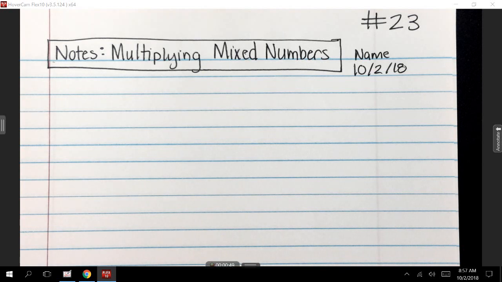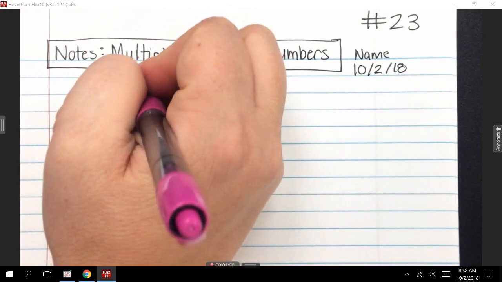There we go. There are 3 steps when we're multiplying mixed numbers. So versus the regular, when we were just multiplying whole numbers and regular fractions, we would simplify, then we would multiply and get our answer, correct? We're just going to add one more step.